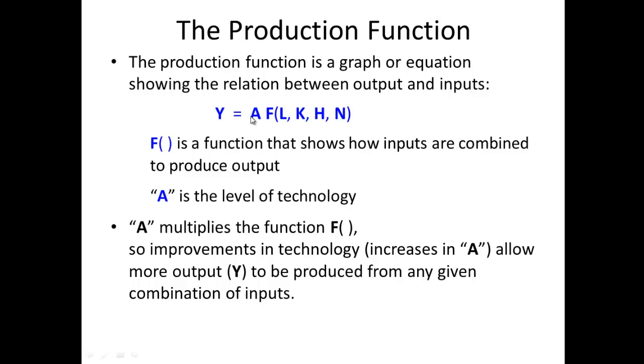In our production formula, we see here that Y is the output, which is a function of the factors of production. A is technological knowledge, or the level of technology. And then we say that output is a function, from math, remember, of land, labor, human capital, and capital, and then also natural resources. I'm sorry. There we go.